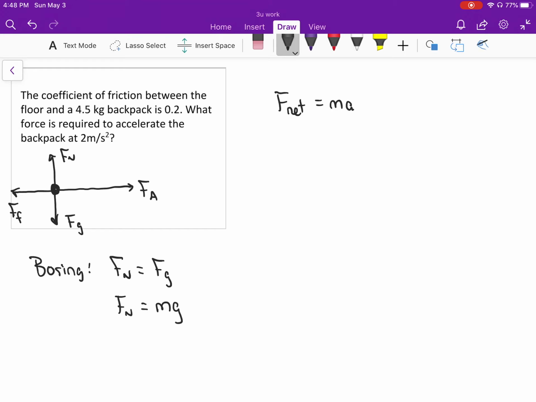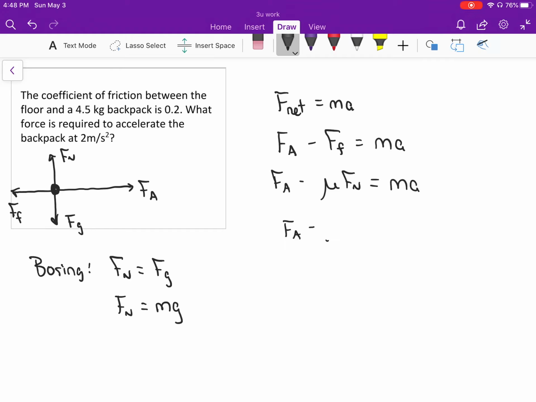Similar to what we did before, when something's got a tug of war, the forward force, or the bigger force I guess I should say, becomes our positive force. Since friction's in the opposite direction, it's our negative force. That's equal to m times a. I don't know what F applied is. I know that FF is always mu times Fn. That's what the coefficient is used for. That's equal to ma.